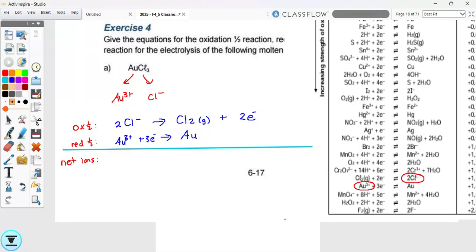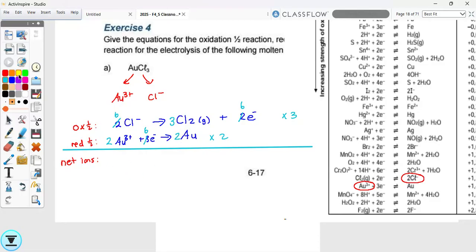So what am I going to do? Perfect. So we're going to times this one by 3, which means if you're going to do it like this, do it very lightly in pencil, because they still give you marks for your oxidation and your reduction half reaction. So don't scratch it out totally. Do it lightly in pencil. So this will become 6. This will become a 3. And this will become a 6. And you times this one by 2. So this is going to become a 2. This is going to become a 6. And this is going to become a 2.